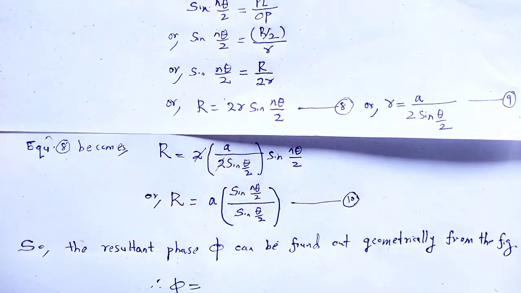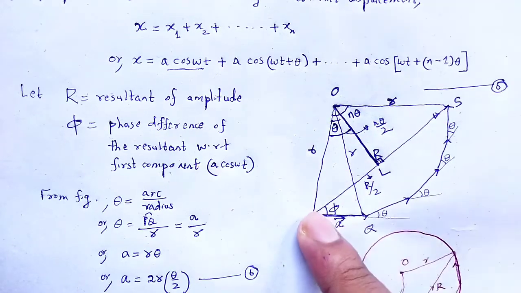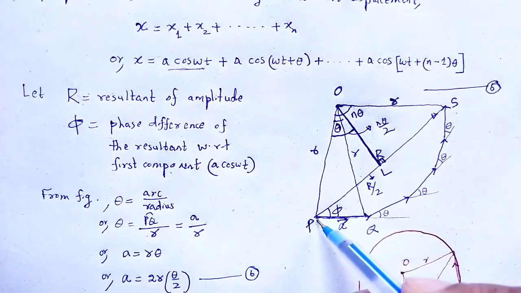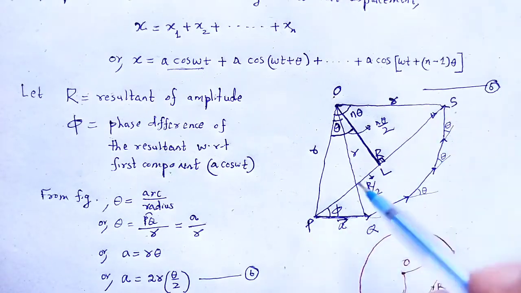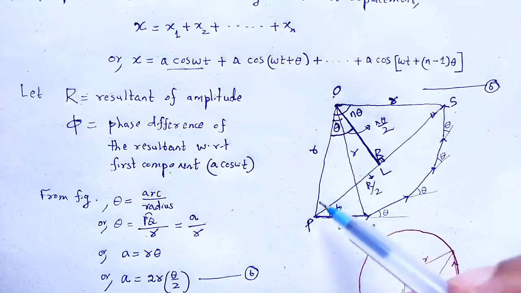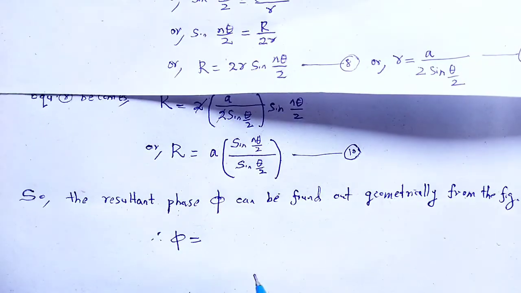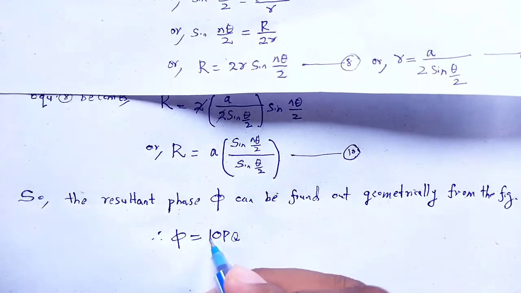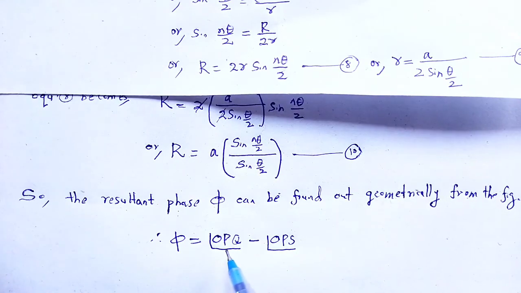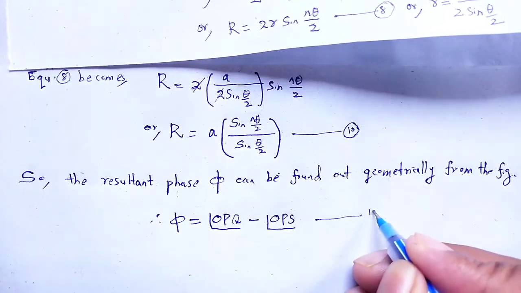Therefore, phi is equal to, look at that figure, here phi is equal to that angle OPQ minus OPS, that is angle, and OPQ is angle. When we subtract OPS from OPQ, then we get the angle phi. So OPQ minus OPS. Let us get the value of OPQ and OPS. Let it be equation number 11.